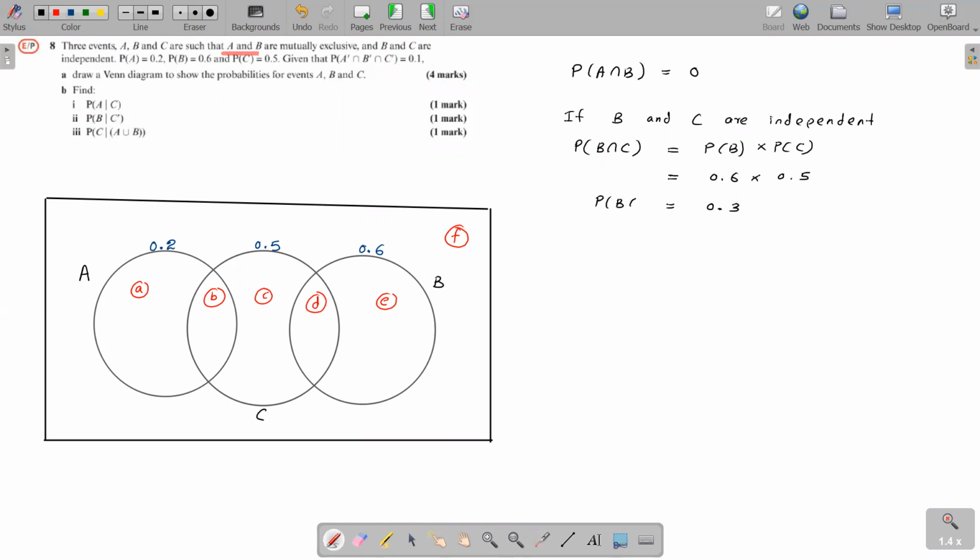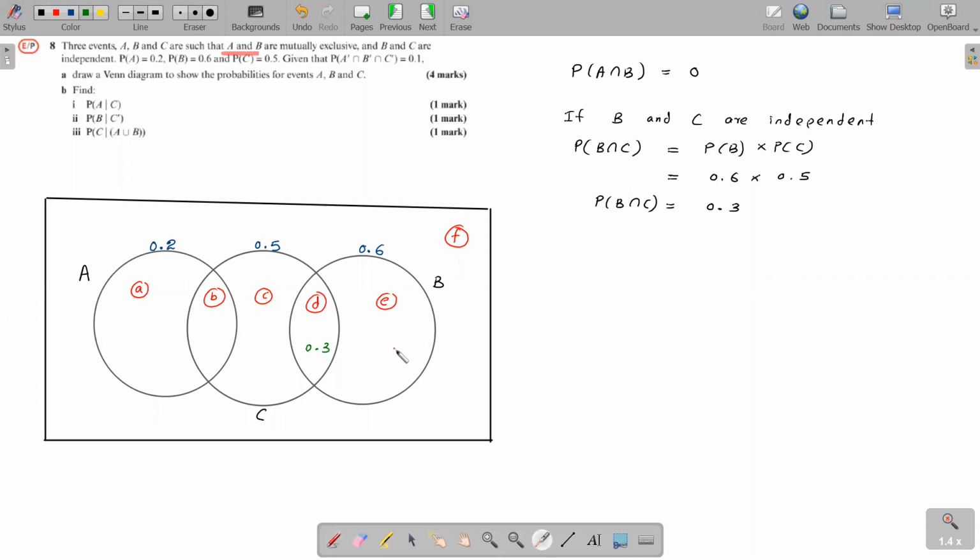Probability of B intersection C is 0.3. So B intersection C, the intersection is region D. Can you guys see? This probability is 0.3 because this is the place where circle B and circle C intersect. Right? This region is where they intersect. So you can mark all these probabilities.